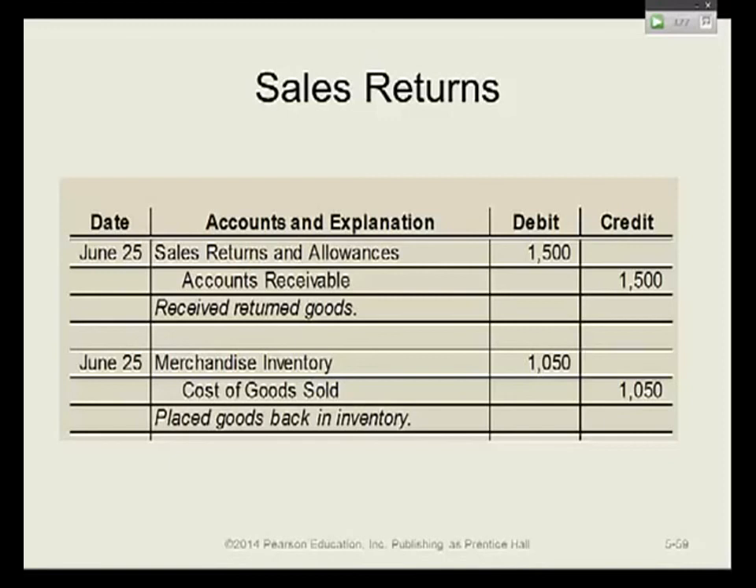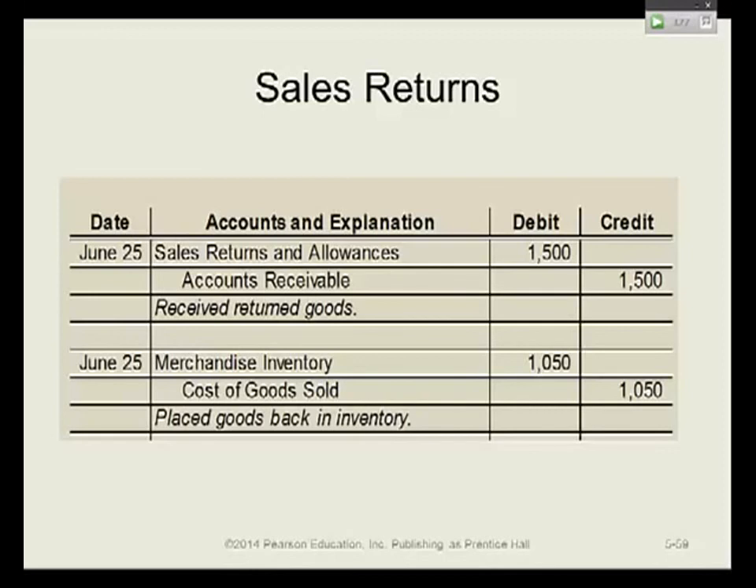In addition, accounts receivable is reduced. And accounts receivable has a balance now of $3,005. I'm not going to worry about the merchandise inventory, but cost of goods sold is now reduced to $24.50. So when you have a sales return, inventory has to be restocked. I'm just not showing you that here. Cost of goods sold is reduced. You reduce your accounts receivable, and the sales returns and allowances is a contra account.